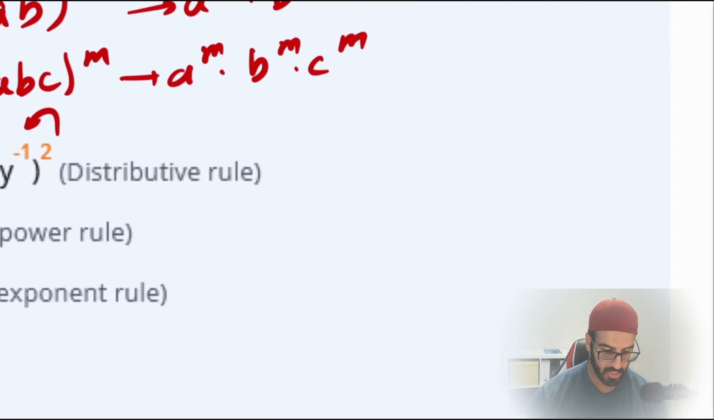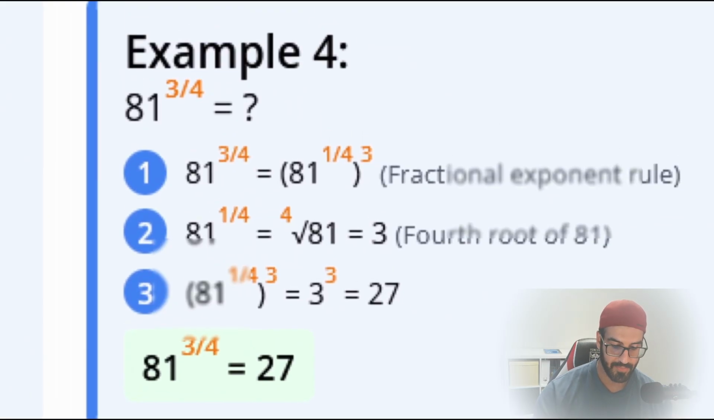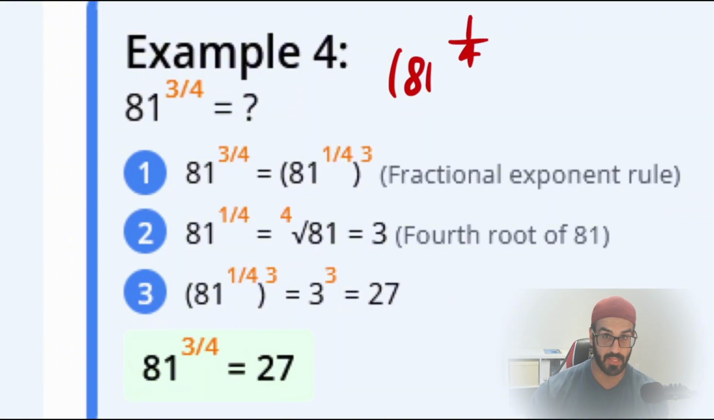Let's look at the last question. 81 to the power of 3 divided by 4. Okay, this question seems a little bit challenging right now, but again, it is something that we did before. If you remember, I told you 81 to the power of 3 over 4 can be written as 81 to the power of 1 over 4, everything to the power of 3. So what is the number that is going to be multiplied by itself 4 times to give you 81? 3. So we do have a 3. 3 to the power of 3 is going to be 27.